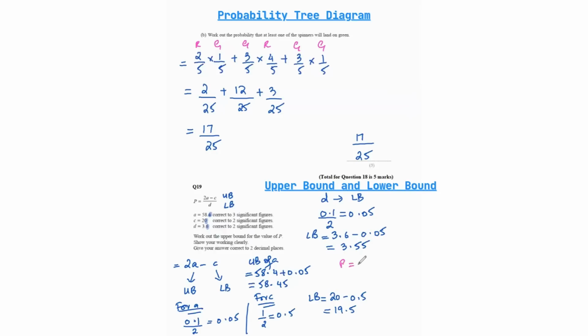So for P, we'll do 2 times 58.45 minus 19.5, divided by 3.55. And that's going to give us a value of 27.44, correct to 2 decimal places.